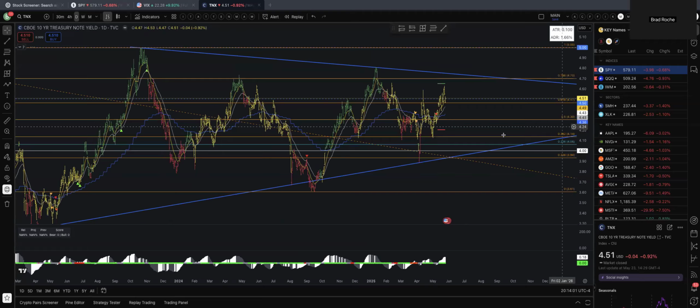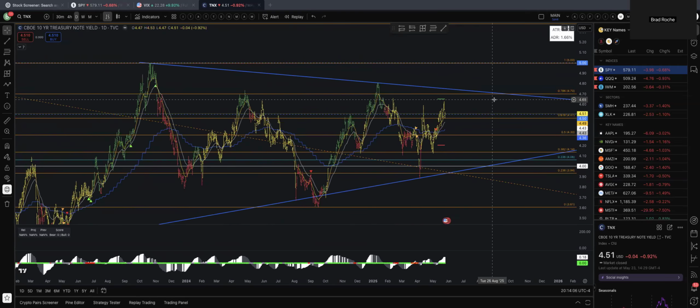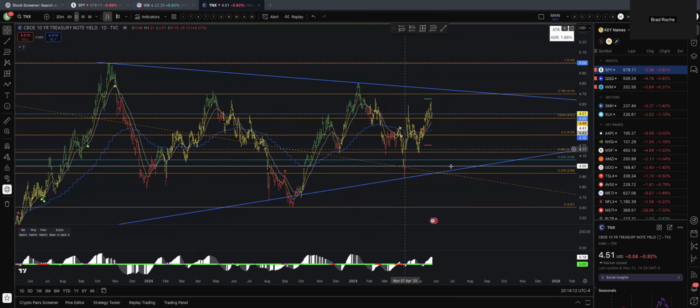I think this is going to be pretty critical going forward, and we could see a huge breakout, especially as you can see the 786 level rejected here, rejected here. So this could be the next bigger swing trade.